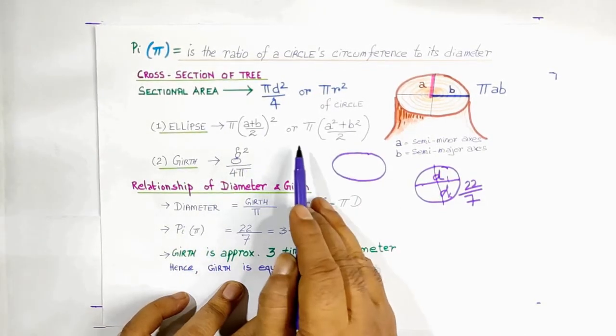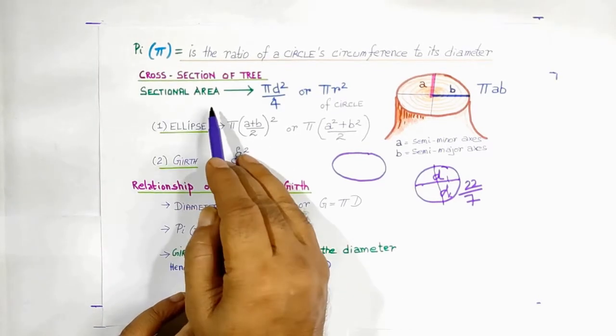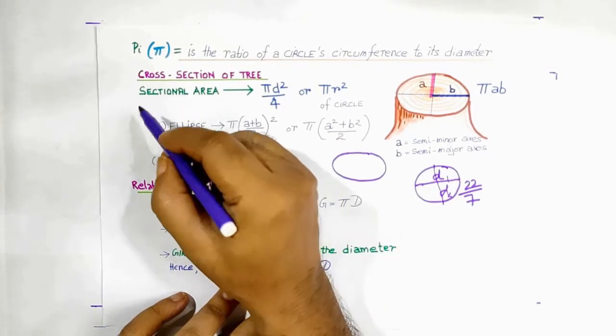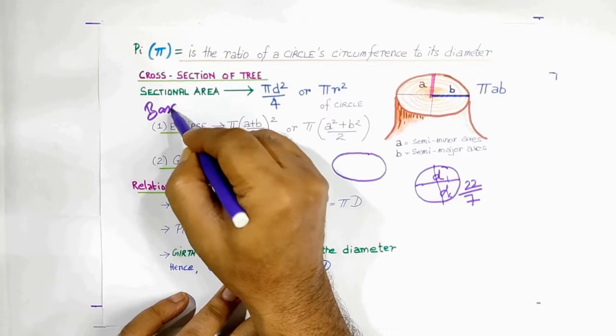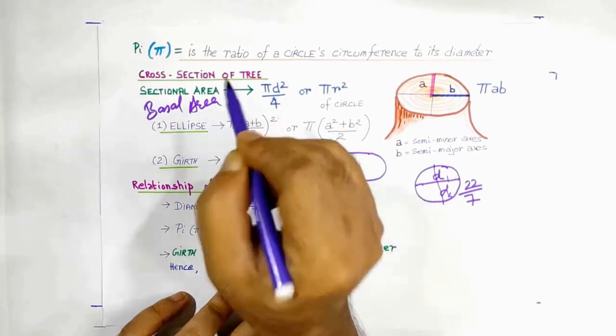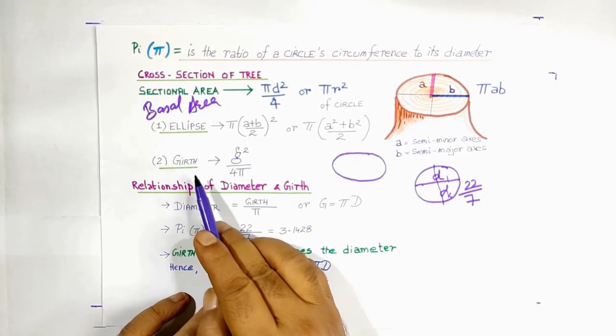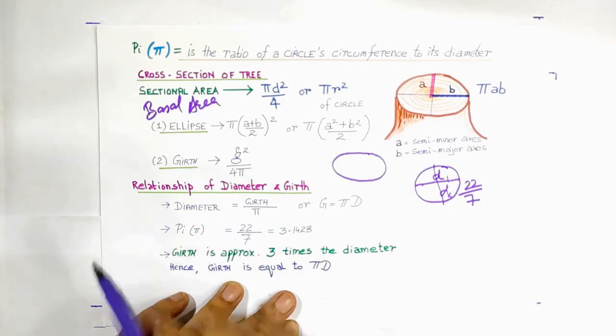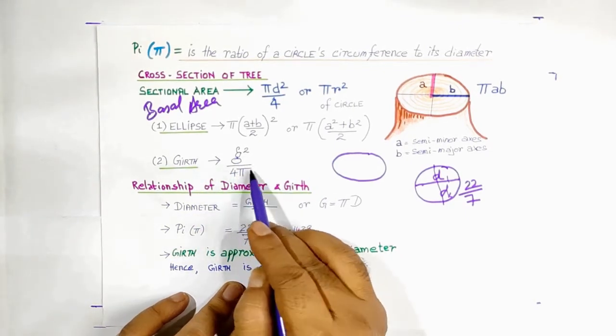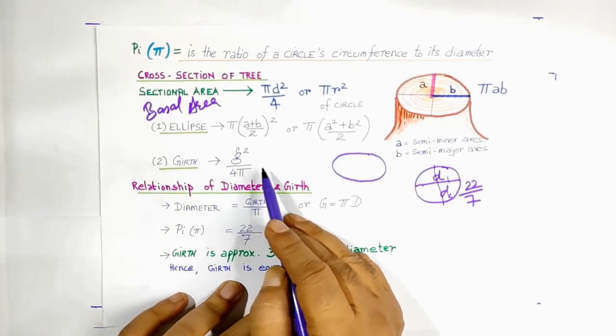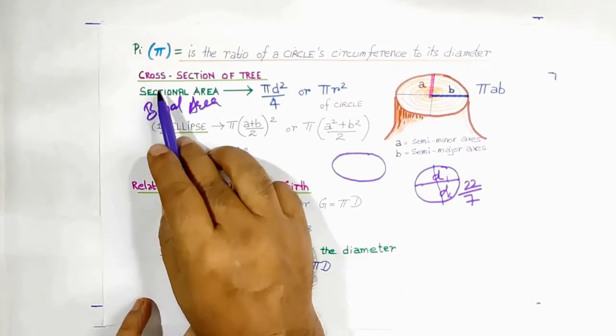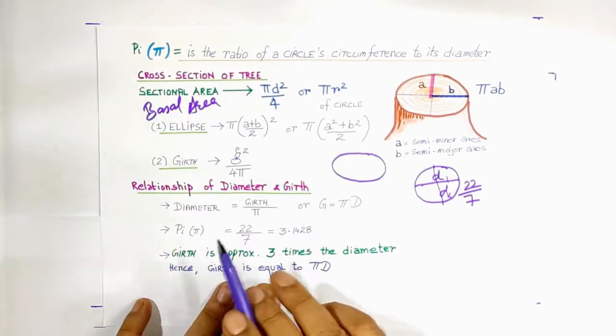So these are the two formulas to know the sectional area, the cross section of a tree, which we also call the basal area. The third one is girth. By girth, the basal area is calculated as g square by 4 pi. We get the basal area, or the cross section of a tree, or the sectional area.